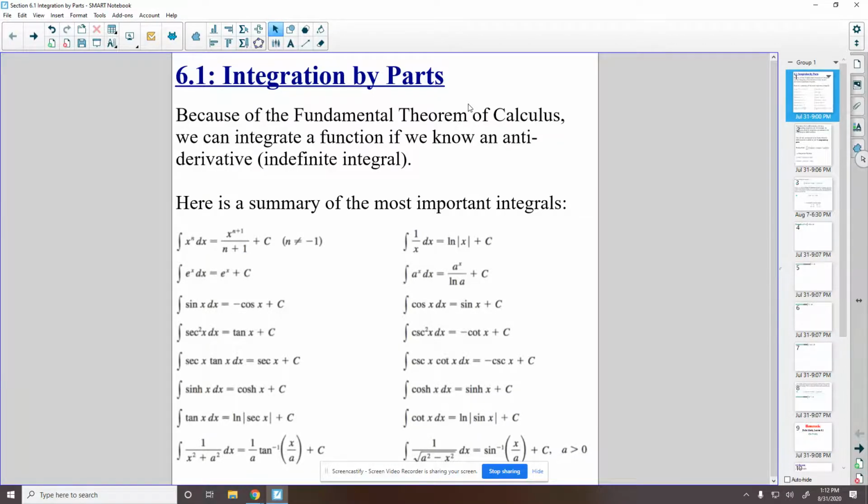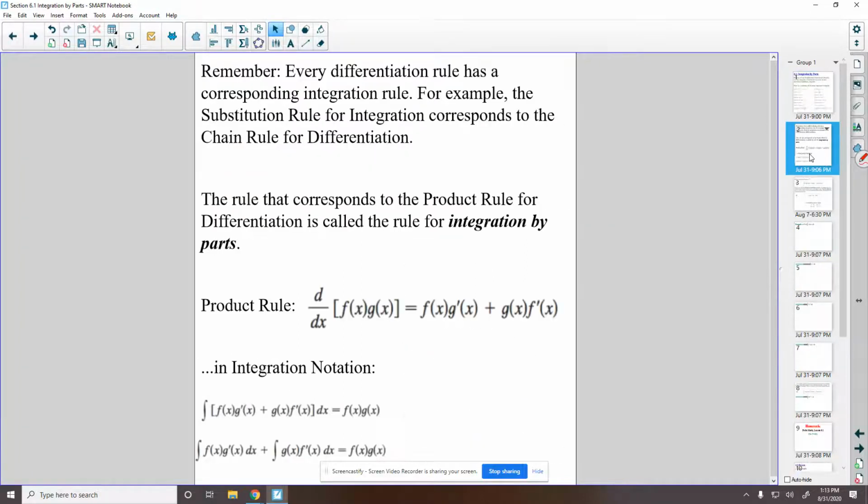All right, here we go with our first lesson in Calc BC. So we're going to be doing integration by parts. Before we start that topic, we do need to just recall a couple of the most important integrals that we'll see. So I put that little cheat sheet here for you. This is just copied from your textbook, so you could also use your textbook for that as well.